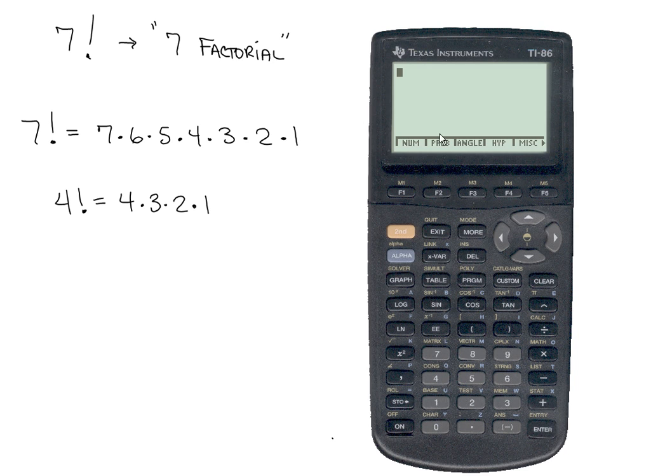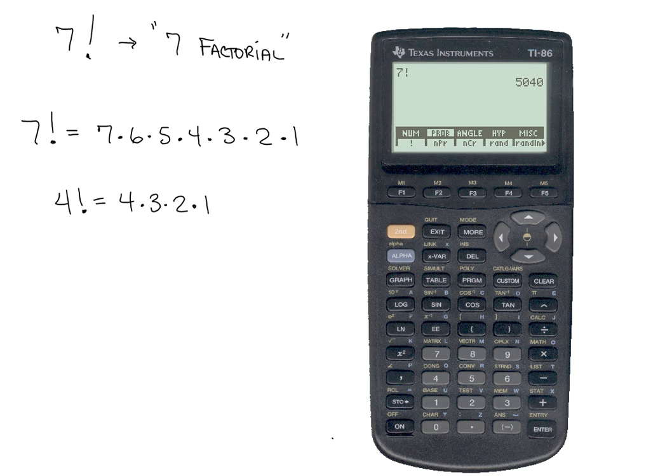Now, notice, guys, I have something here that indicates probability. So if I hit my F2 button, now it gives me a new menu, and there's my exclamation point. So if I want 7 factorial, I punch in 7, and then the factorial button, which gives me my exclamation point, and then I hit equals, and it turns out that 7 factorial is really equal to 5,040. 7 times 6 times 5 times 4 times 3 times 2 times 1.